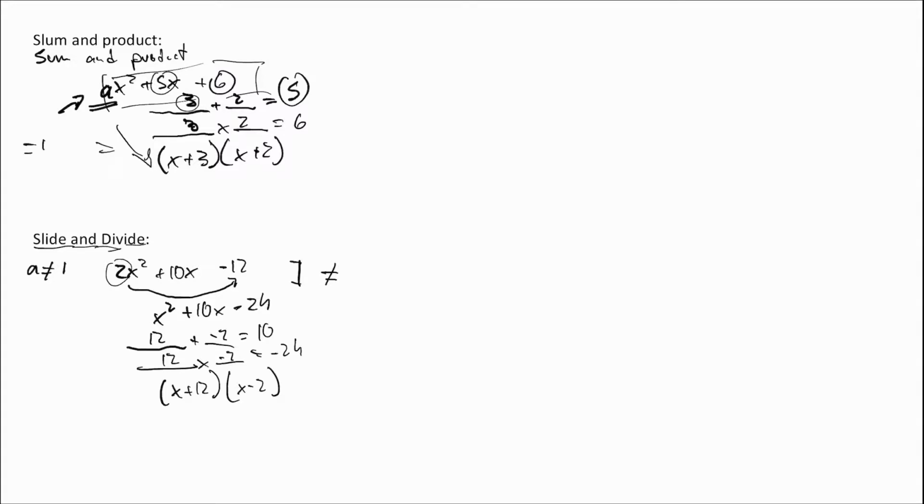And now I have slid, and now I divide. So I divide these two numbers by the a value that I have multiplied the c before. So that will get me x plus 6, x minus 1. And then I put my a value back because my a value never changes. So this is my factored form for this equation. I have used the slide and divide method to get into my factored form.